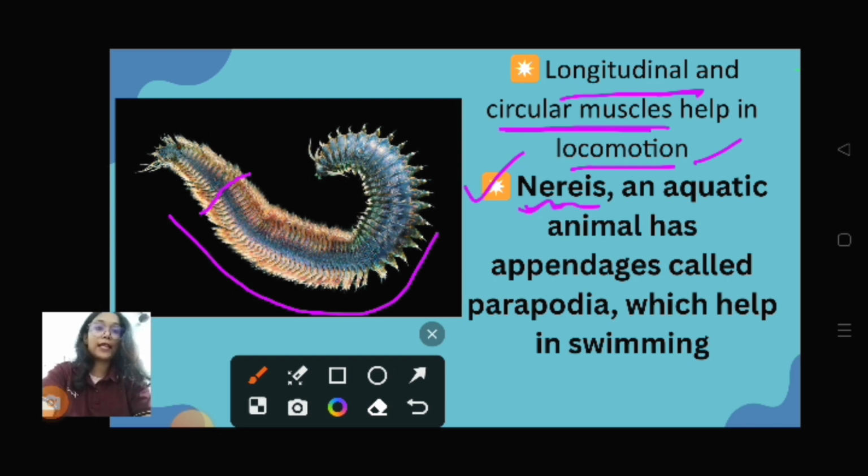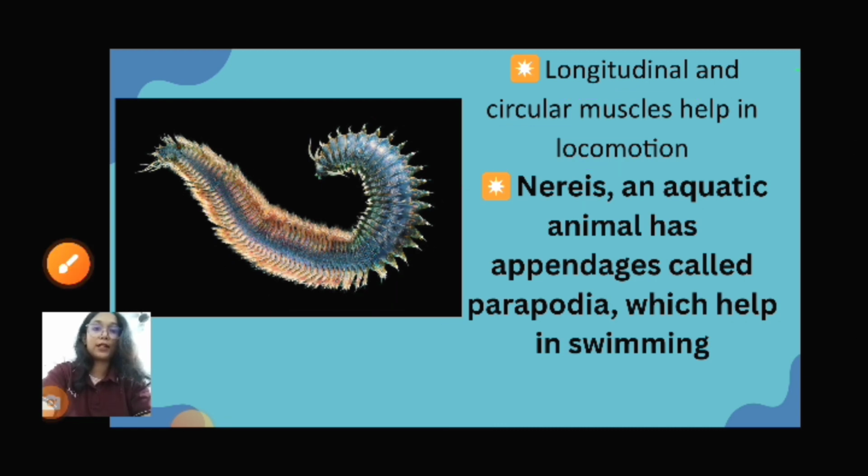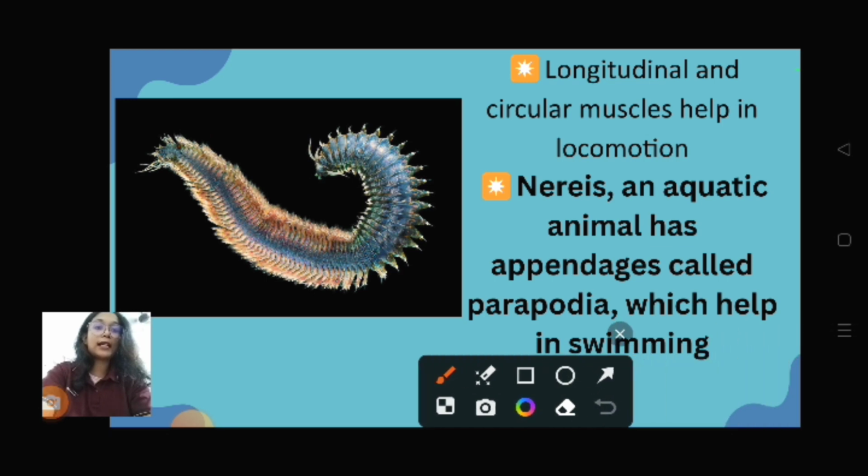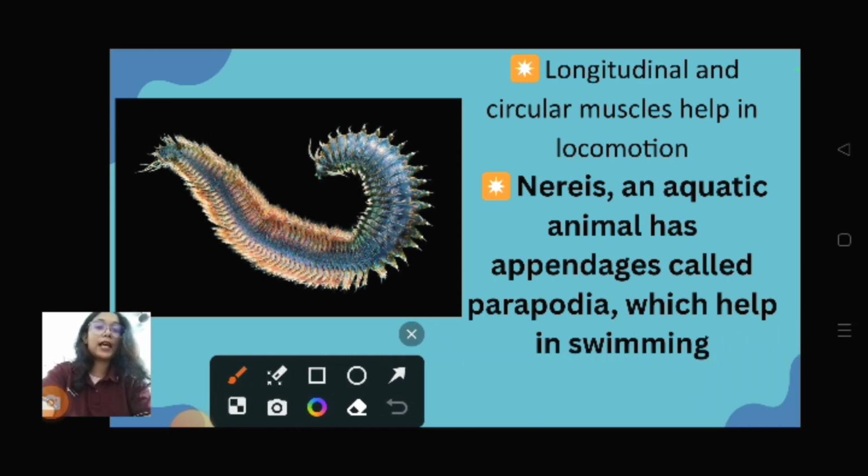Then moving on to the next point, one of the examples of Annelida is Nereis. Nereis is one of the examples of Annelida. This diagram is showing Nereis. Let me clear this out. This is a diagram of a Nereis, which is an aquatic animal, means you can see it in the watery environment.